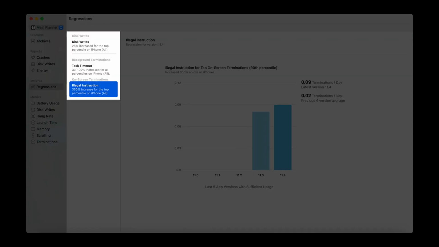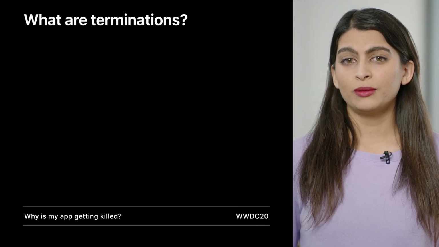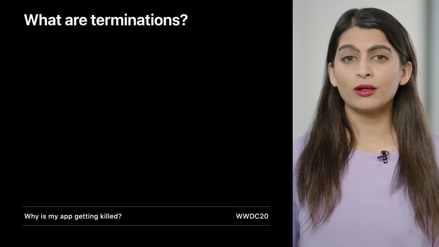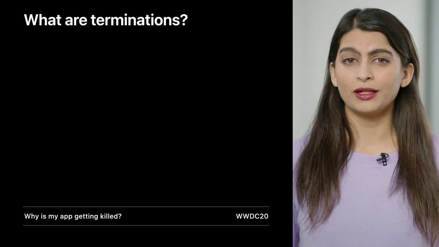My app has several regressions across terminations, memory, and disk writes. Next, I'll go through an example of each and how to interpret them. I'll start with termination regressions. Before I go through terminations, check out the video on why is my app getting killed for more context.